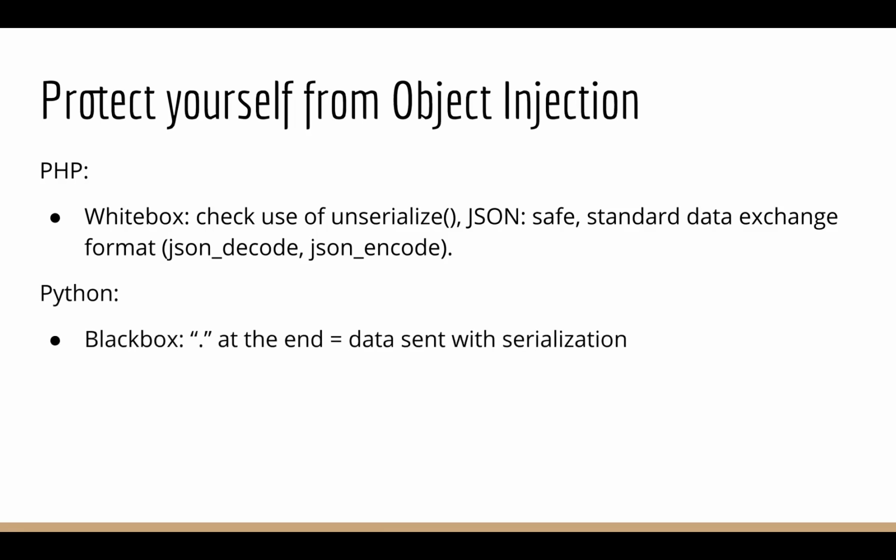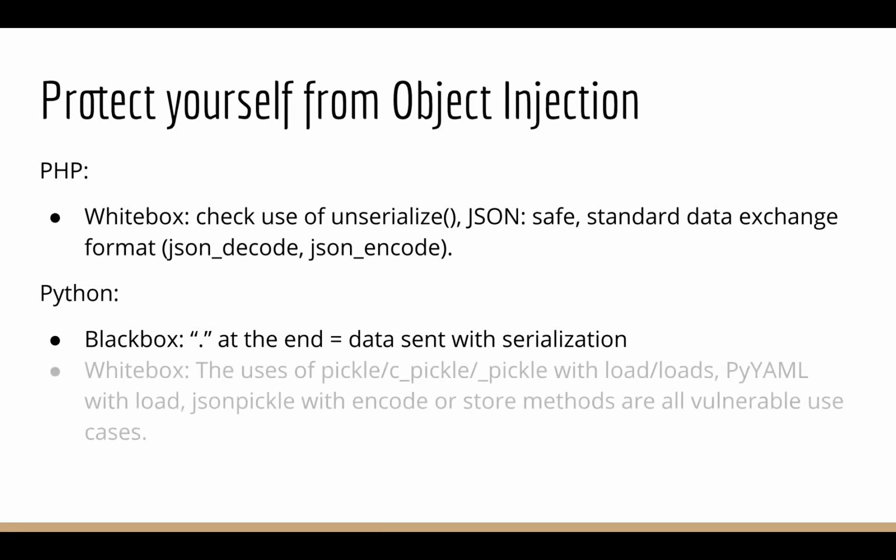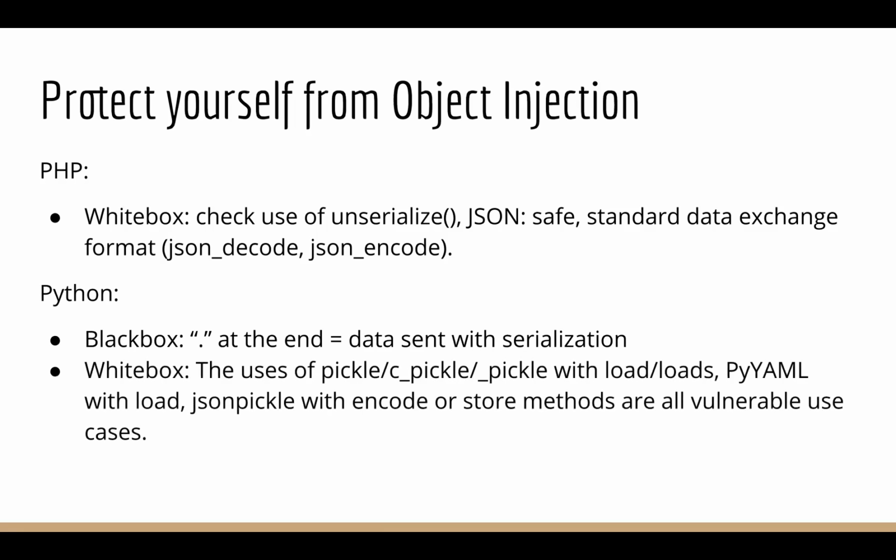In Python, in a black box scenario, usually data being sent out with serialization is often an attack against your system. And then in a white box review, there's a couple of vulnerable uses. For example, using pickle with load and loads, PyYAML with load, jsonpickle with encode or store methods. They're all vulnerable use cases with object injection.